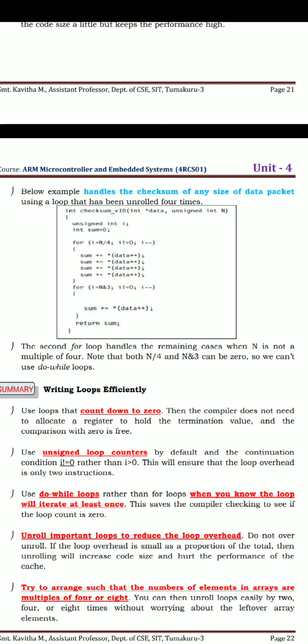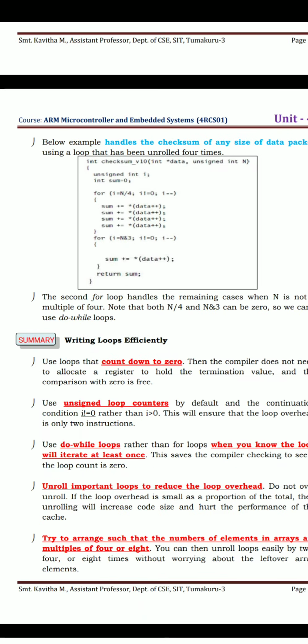So this completes loops, how to write the loops efficiently. To end up, we discussed loop unrolling: how to write the routine if the number of words in the data packet is a multiple of 4, and if it is not a multiple of 4, how to unroll for the data which is a multiple of 4 and handle the leftover cases.